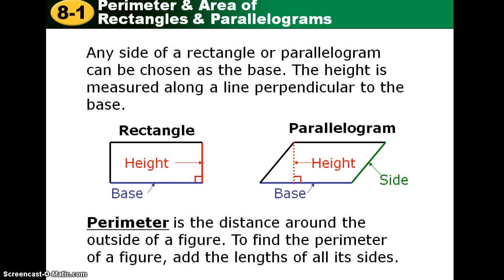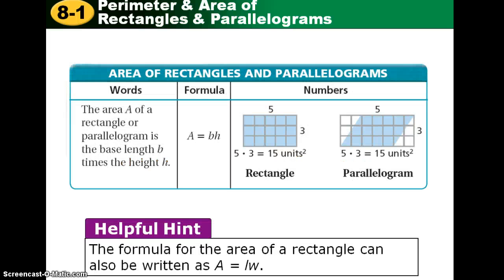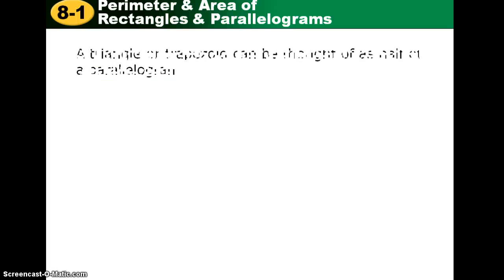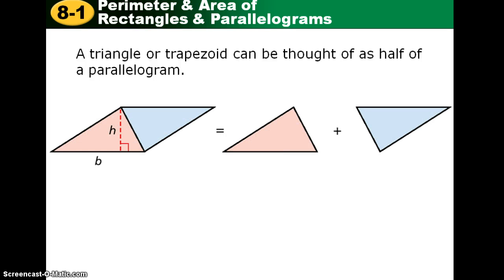Perimeter is the distance around the outside of a figure. To find the perimeter of a figure, add the lengths of all its sides. Area of rectangles and parallelograms is found by multiplying base times height, or you could consider it length times width. A triangle or trapezoid can be thought of as half of a parallelogram.